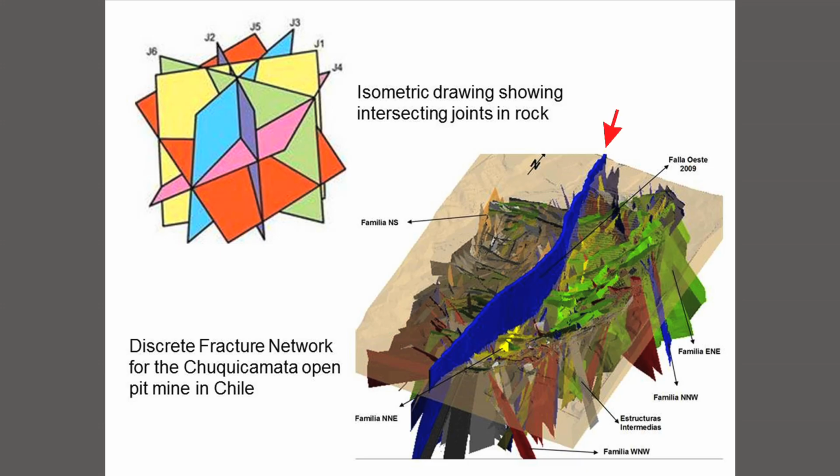The dark blue fault trace running right through there is the major fault that runs right the length of Chile and is the source of most of the mineral. This is a copper mine.